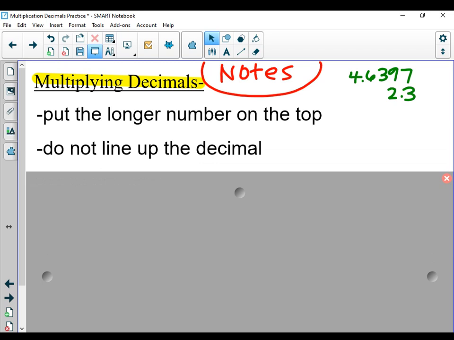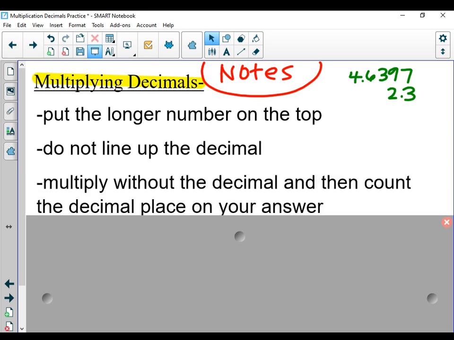Notice, when I rewrote that, I did not line up the decimal. In multiplying, do not line up the decimal. You make it harder on yourself by adding zeros to multiplication. Do not line up the decimal.